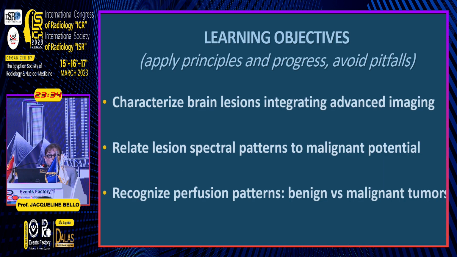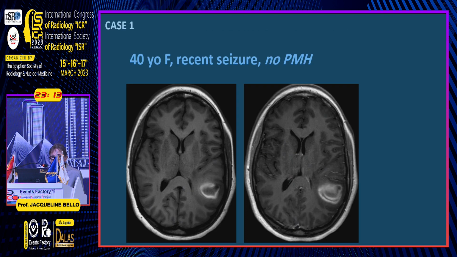The objectives will be to characterize brain lesions by using some advanced imaging, relate the lesion spectral patterns to their malignant potential, and to recognize different perfusion patterns to differentiate malignancy from other lesions and benign from malignant lesions. So let's start with this case, a 40-year-old woman who had no past medical history at all, and she presented with a seizure.